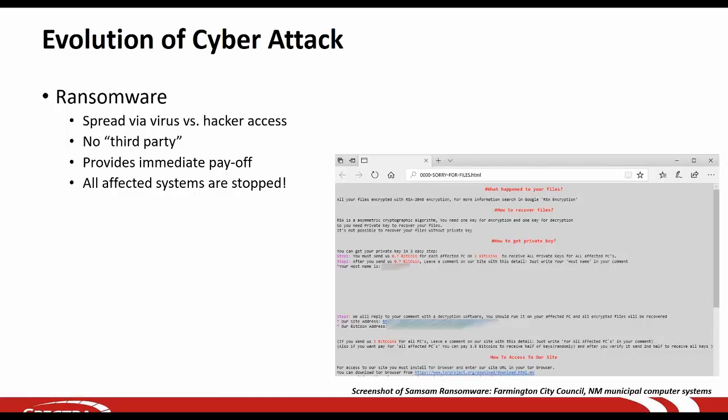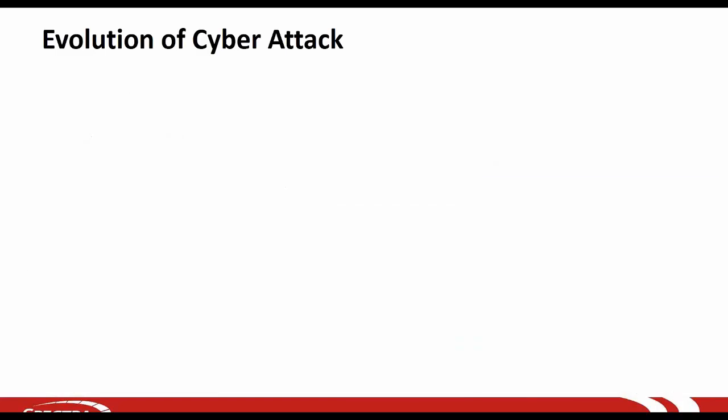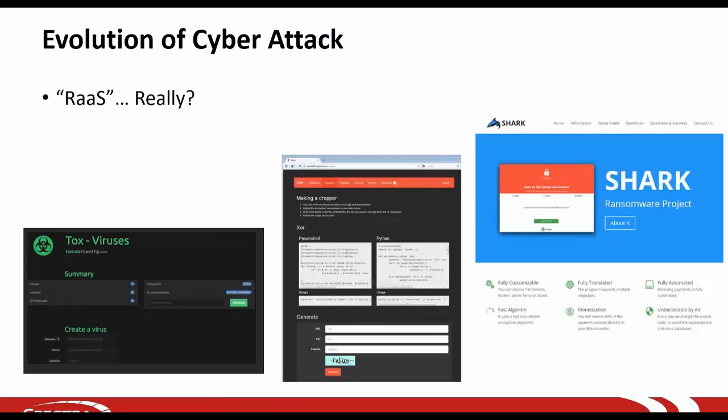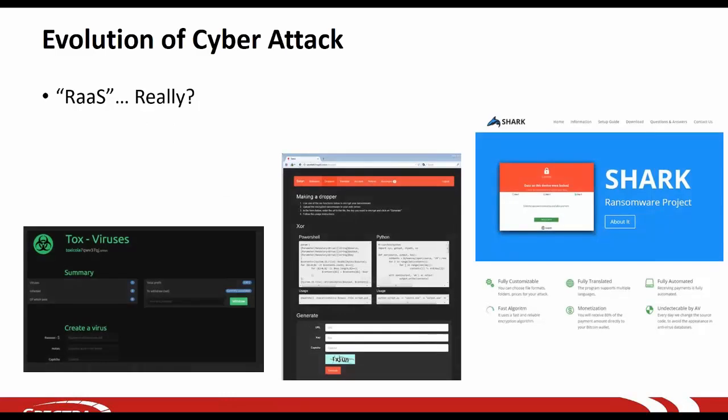So what's happened with this evolution of cyber attack is, unfortunately, it's gotten easier and easier for the attackers. And you want to talk about how easy? We talk about data center as a service, DCaaS. We talk about software as a service, SaaS. What about ransomware as a service?